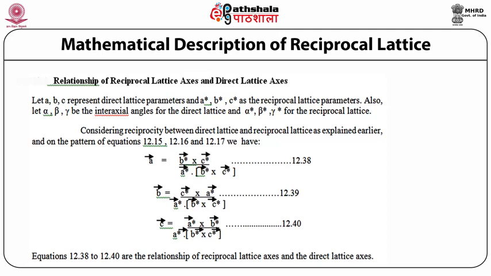Similarly, b vector is equal to c star cross a star upon a star dot b star cross c star, which is equation 12.39. c vector is equal to a star cross b star upon a star dot b star cross c star, which is given as equation 12.40. Equations 12.38 to 12.40 are the relationship of reciprocal lattice axes and the direct lattice axes.